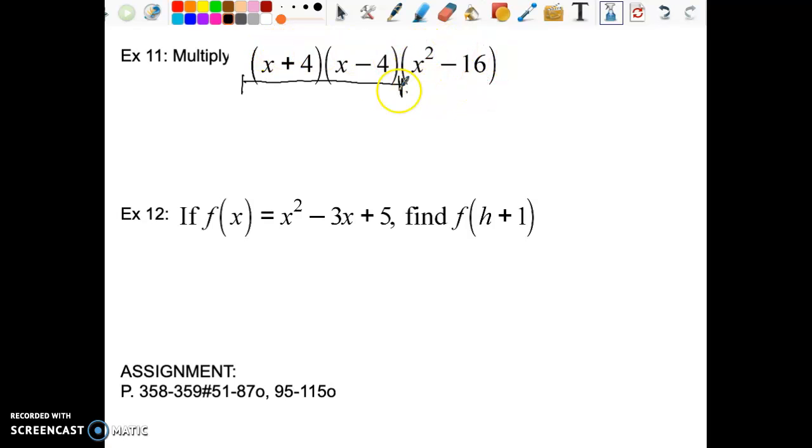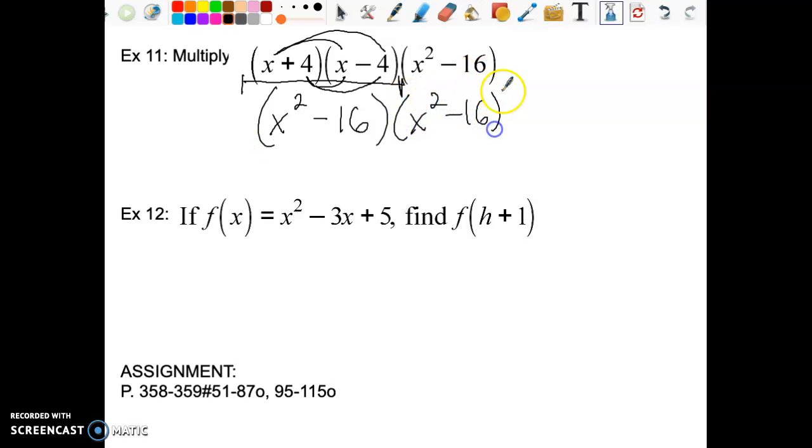So ignore one of them. And really, there's no rhyme or reason why I'm doing this one first, other than I've already done the problem, and I know when I FOIL this, you get x squared minus 4x, but then when you distribute here, plus 4x will cancel. So I do not need to write that down. And 4 times negative 4 is negative 16. So then from here, this x squared minus 16 just goes straight down.